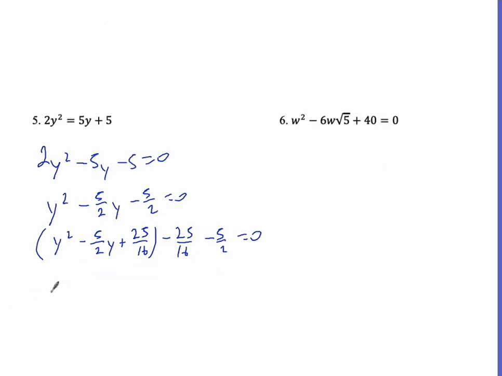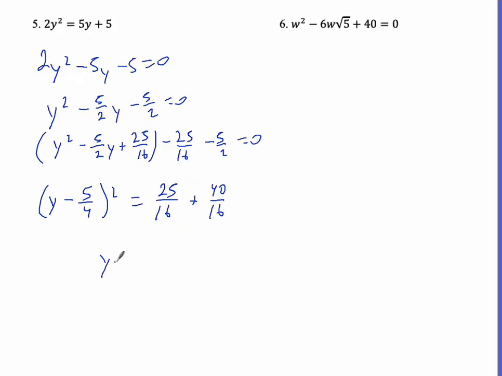Okay, completing the square, we get y minus 5 over 4 squared is all this here. And let's bring it to the other side. They'll be positive and get a common denominator. So we'll have 25 out of 16 plus 40 out of 16. So y minus 5 over 4 equals positive or negative root of 65 over 16. If I bring 5 over 4 to the other side, I can square root 16. That's 4. So I can write it as root 65 up here.